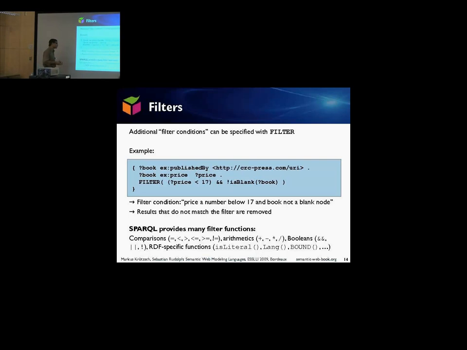It is almost as rich as SQL with respect to the filter functions. You can do all kinds of comparisons: equals to, less than, greater than, and so on. You can do arithmetic operations, that is plus, minus, and so on. So you can even do 2 plus 3, 4 plus 5, and so on. You can even do Boolean operations, like AND operation, OR operation, and so on. And then there are certain RDF-specific functions. You can find more details in the RDF SPARQL spec. That is, checking if a particular entity is a literal or a resource, or what the language is. Is it English?